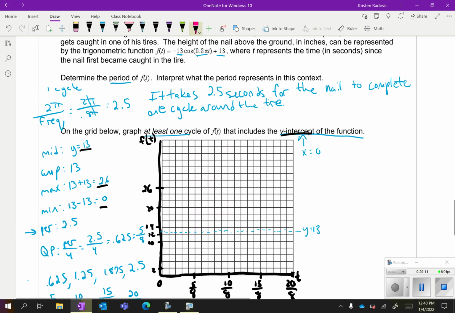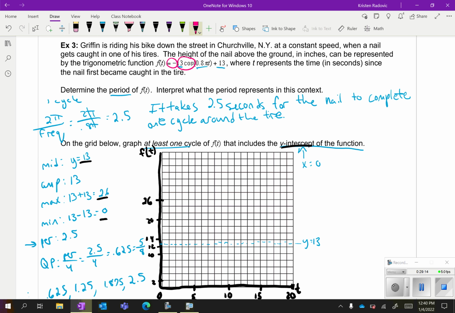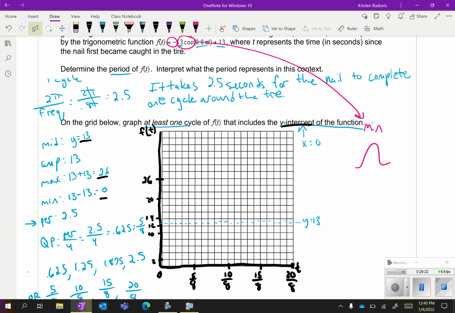Now, looking at the graph, this is a negative cosine curve, which means we are starting at the minimum. We're doing something that looks like a hill. And our minimum is at 0. My next quarter point is going to be up to my midline because I'm trying to follow this graph. Next quarter point is going to be at the maximum. Once you hit the maximum, you come back down to the midline at the next quarter point, and you should always end where you started at the bottom.